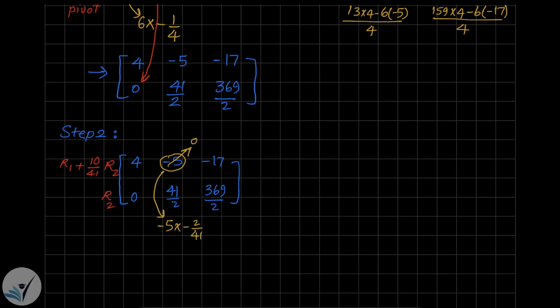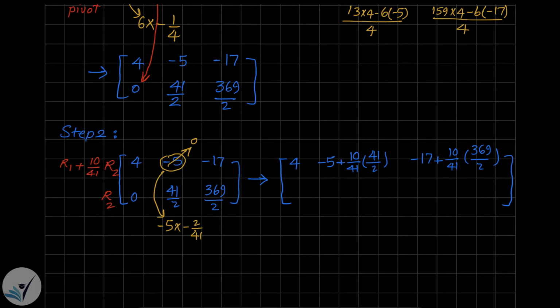I'll go ahead and apply this operation on the first row and second row. On the first row, we have 4, negative 5, plus 10 over 41 times 41 divided by 2, and negative 17 plus 10 over 41 times 369 divided by 2.